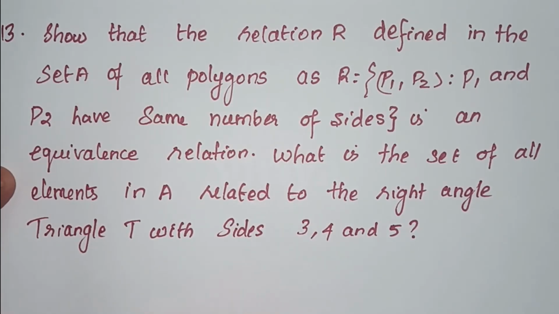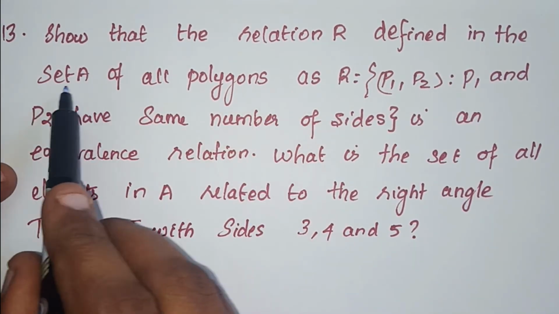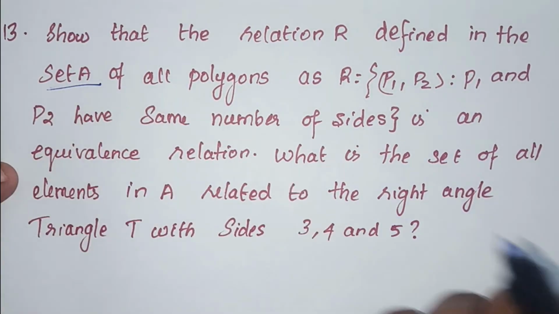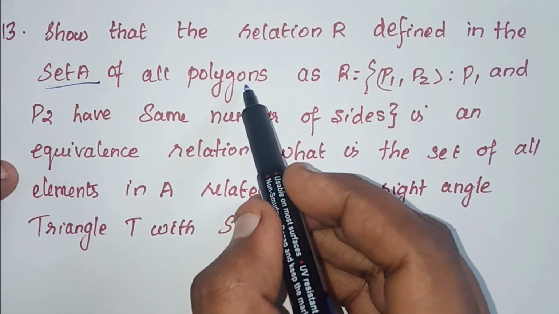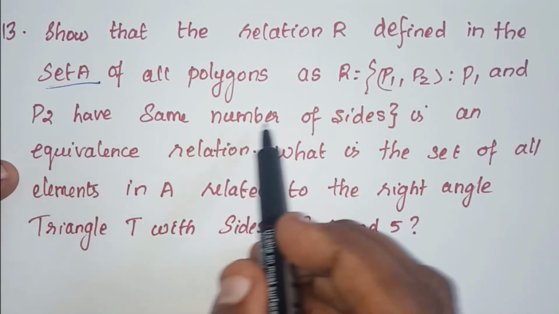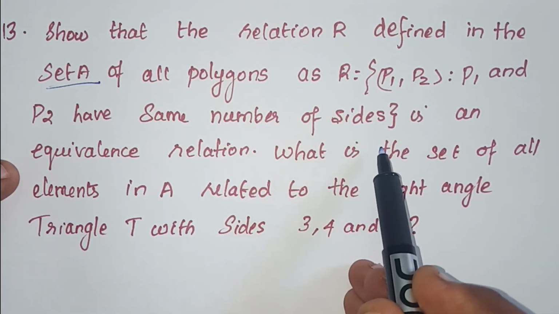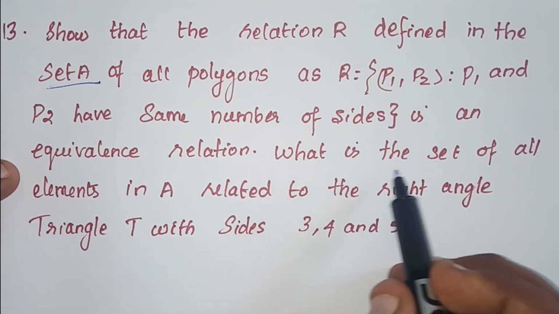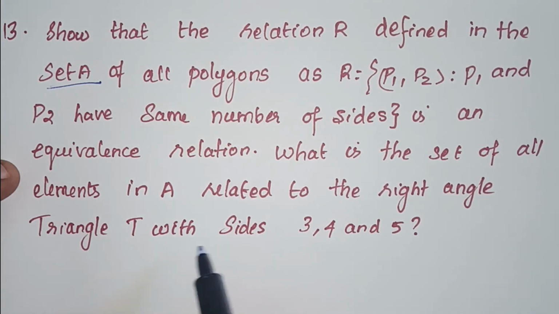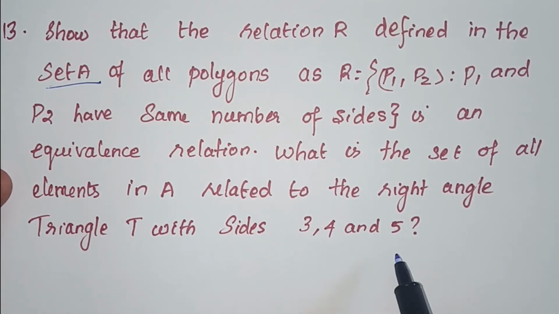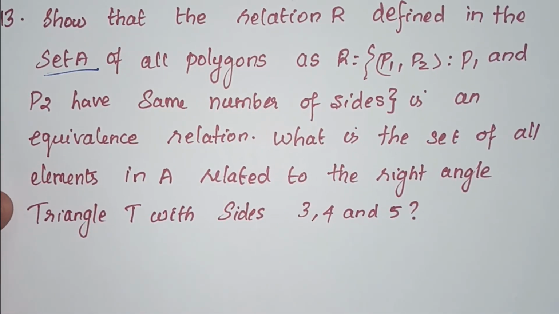Next, 13th question: show that the relation defined in the set A of all polygons is an equivalence relation. So set A consists of polygons. Here the relation is P1 and P2, which are polygons having the same number of sides. We need to prove this relation is an equivalence relation. The next part asks: what is the set of all elements in A related to the right angle triangle T with sides 3, 4 and 5? So this is the question. We first need to prove the given relation is an equivalence relation.